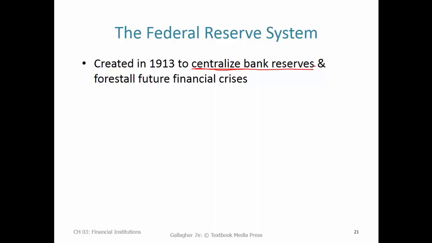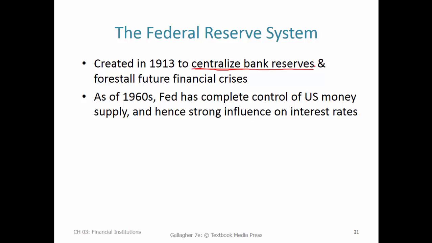So the Fed actually hasn't eliminated financial crises, but whether the Fed is a net positive or negative on the economy is kind of a debate we don't want to get into right here. Monetary-wise, as of the 1960s, the Fed is the only issuer of United States dollars. And so they control the actual money supply in the country, and we're the world's largest economy, so we're talking about a lot of money there.